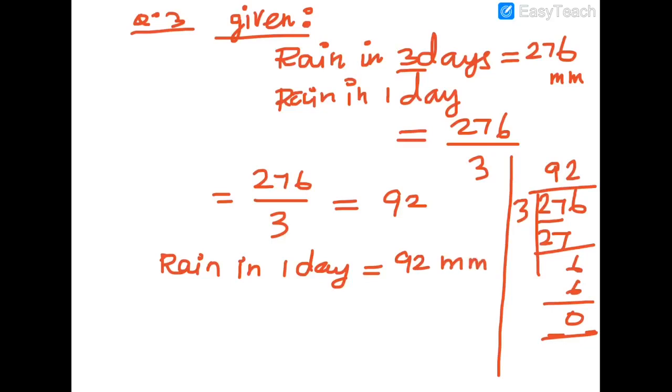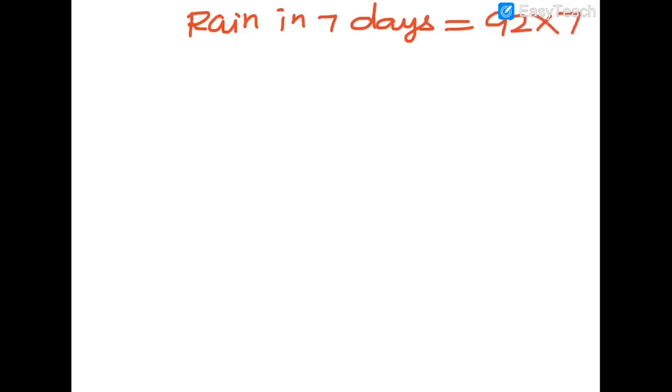Okay, so 92 millimeter. But what is the question they actually asked? What is the rainfall amount in 7 days? So we have to look at that. So rain in 7 days is equal to 1 day amount into 7. So 1 day we found 92 millimeter. So 92 into 7. Just multiply it, 92 into 7.